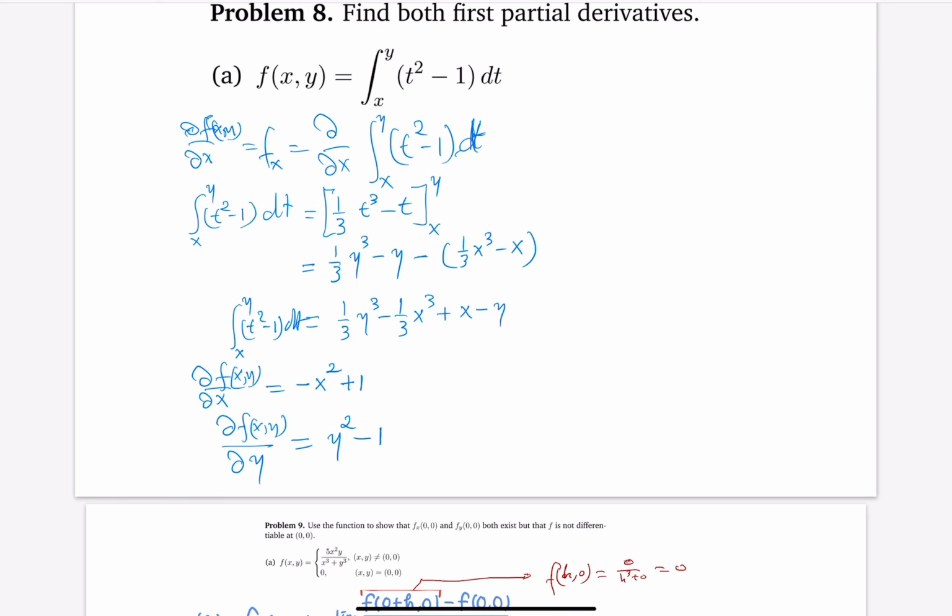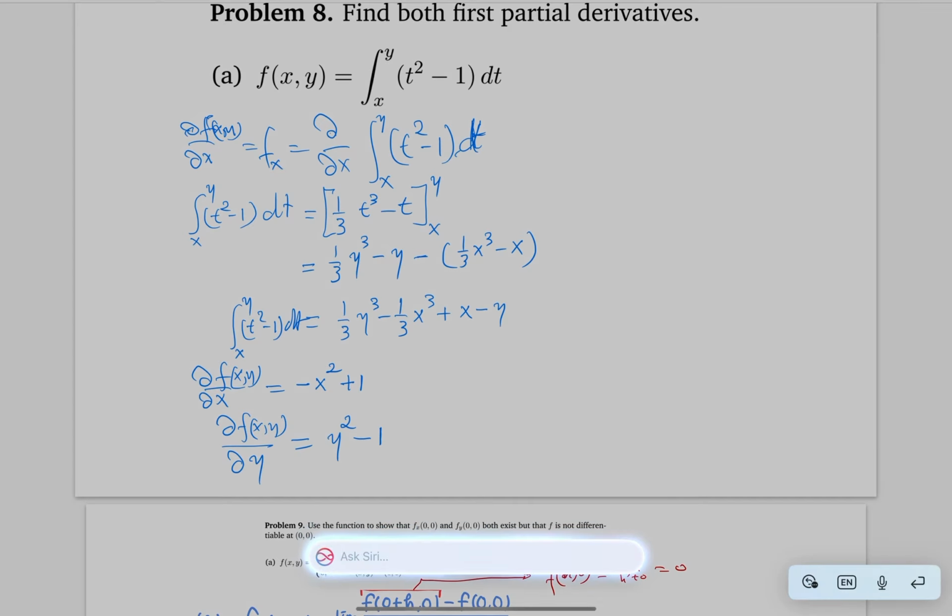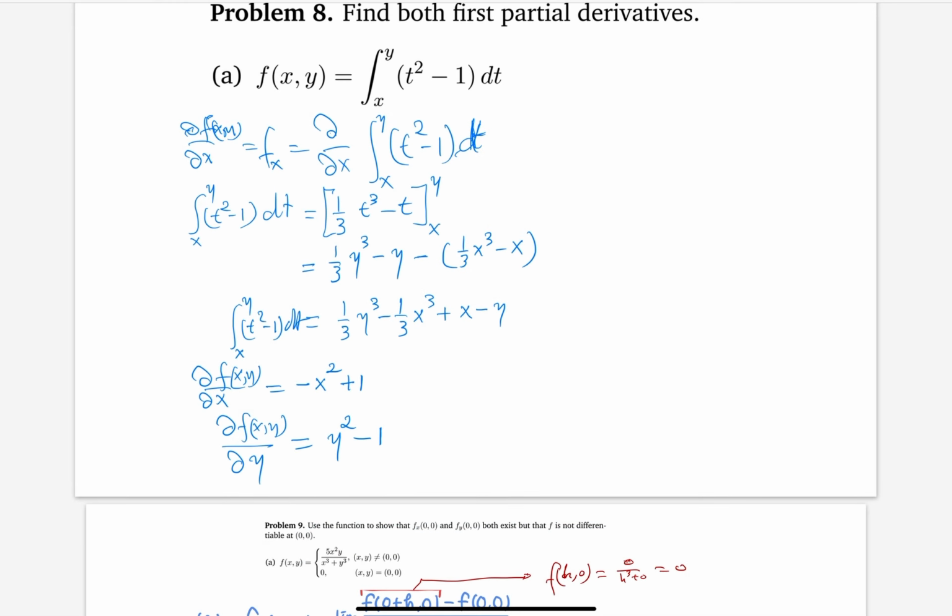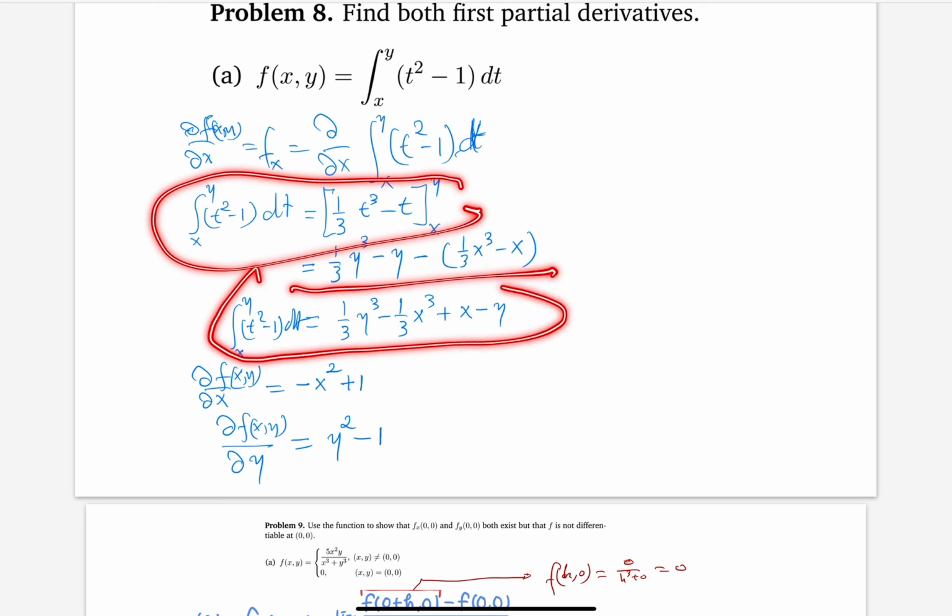Number 8, problem number 8, you have to find both first partial derivatives. So you have this one. If you take the integration from 0 to x of t squared minus 1 dt, and you take the partial derivative of f with respect to x, you have this one. Now, take the integration first. If you take the integration, this one is here. Before you take the partial derivative with respect to x or with respect to y, take the integration first. And you end up having this one. The integration is right here.